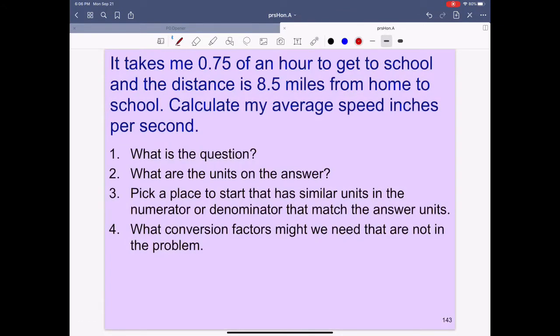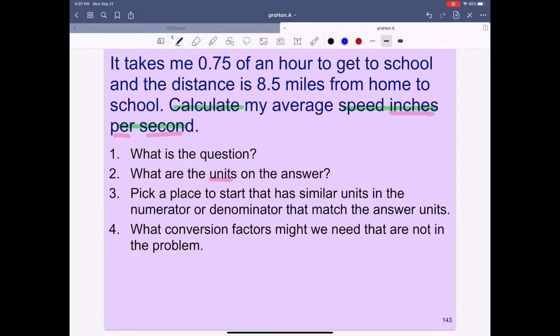For instance, let's take a look at this. If it takes me 3/4 of an hour to get to school and the distance is 8.5 miles from my home, calculate my average speed in inches per second. So we need to first think about what is the question. Let's highlight that. Certainly not hard. You can see you're being told to calculate the speed, obviously an average speed, in inches per second, which of course also gives you the units, inches per second.